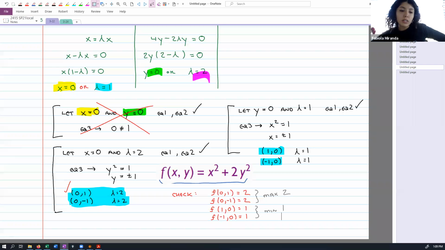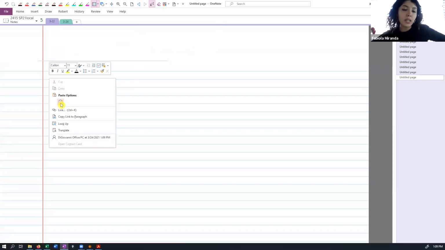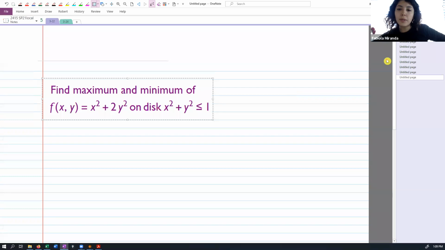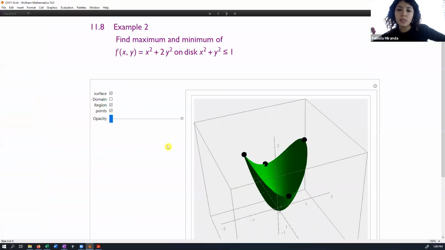I have a quick question. Good, yeah. I just wanted to ask, how did you get that green again? Because you were talking about the domain of the disk. Okay, so what does the green represent again?